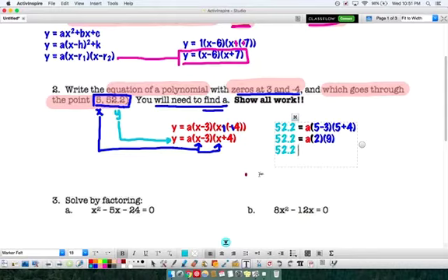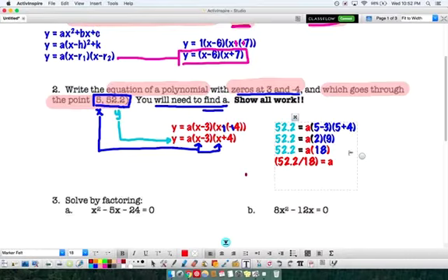52.2 equals a times 2 times 9 is 18. Alright, so this says a times 18 equals 52.2. How do I solve for a? Well, I need to divide by 18. 52.2 divided by 18, and that will give me my a.